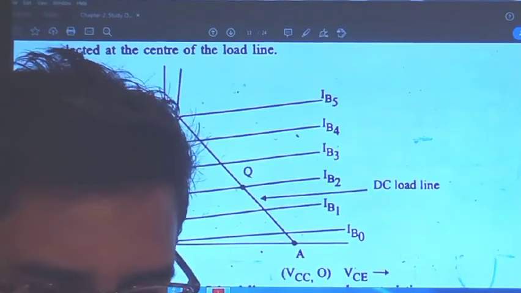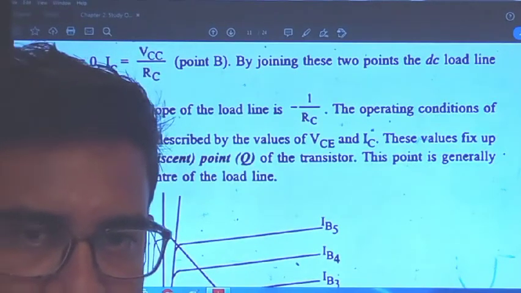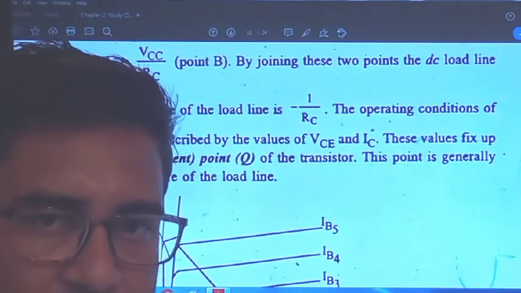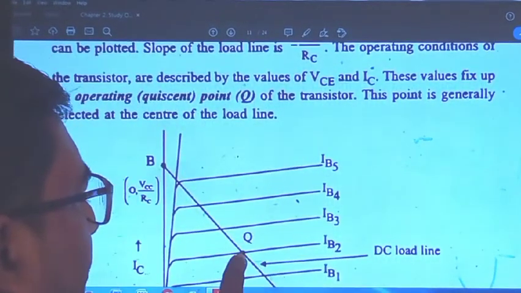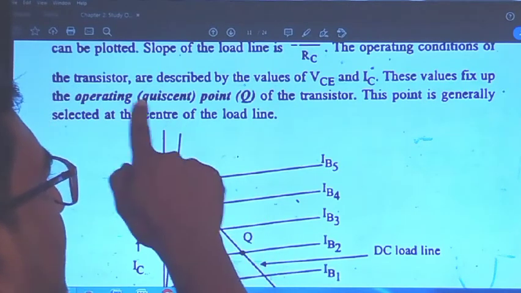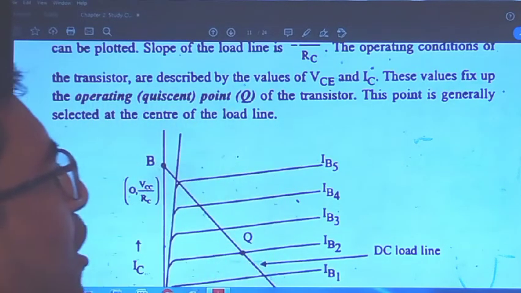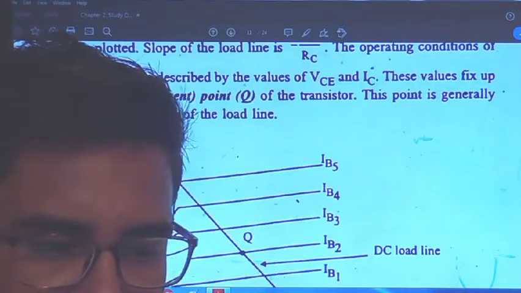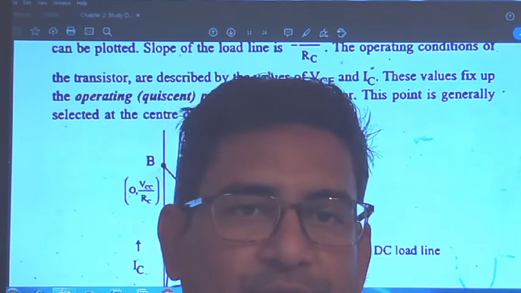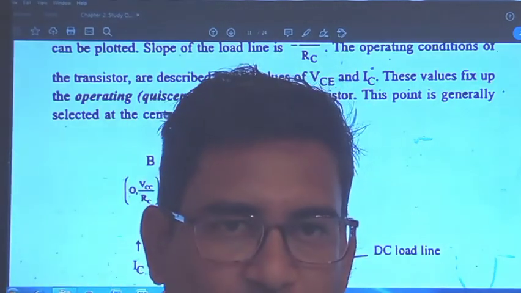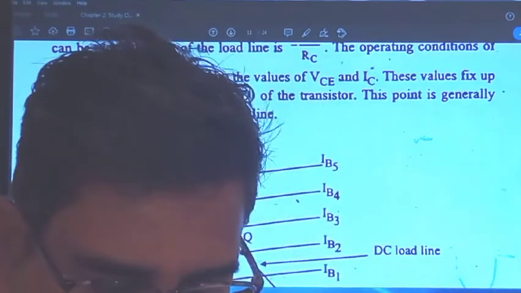Now you have to select the line and fix the point, which is indicated with Q, as I told you previously. This is the quiescent point, also called the operating point of the transistor. This point is generally selected at the center of the load line, so that it is properly balanced.